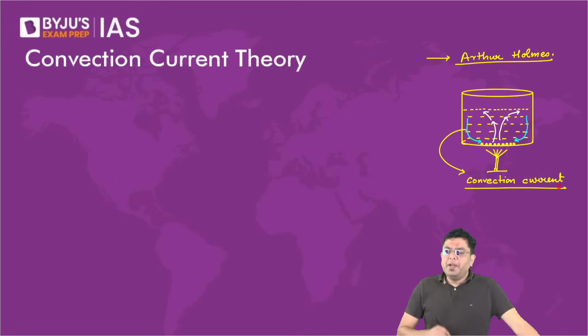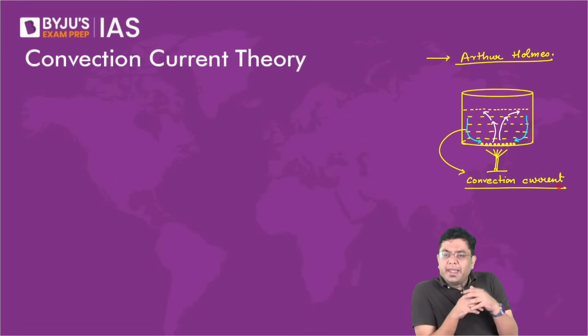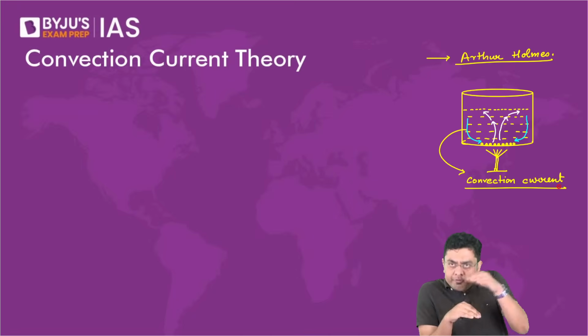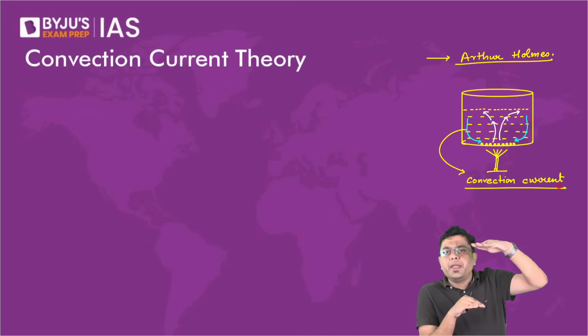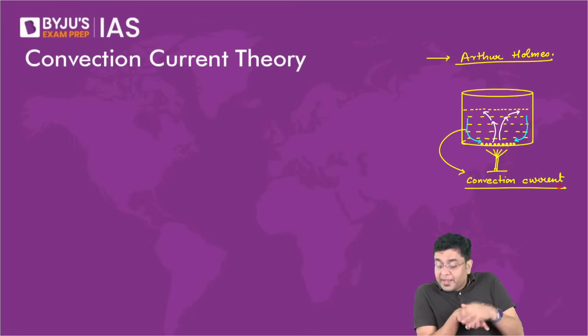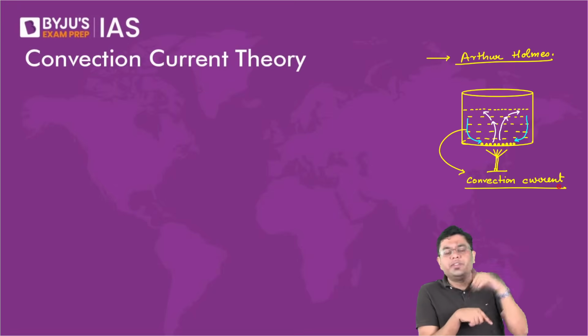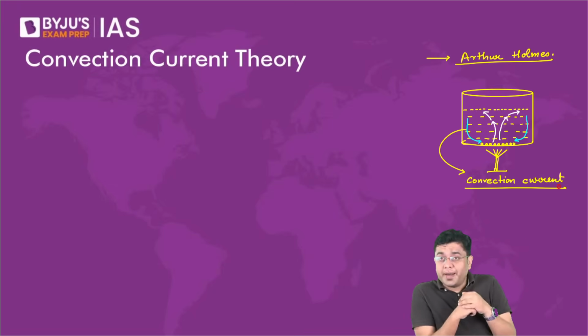So, in simple terms, when we talk about convection current, it is a manner in which heat is transferred from one region to the other. In this case, from the bottom of the vessel to the top of the vessel, heat is transferred by the movement of the particles. That is what is referred to as convection current.